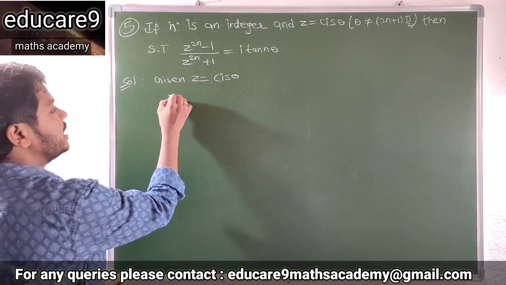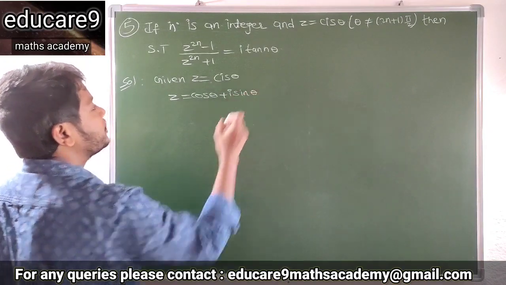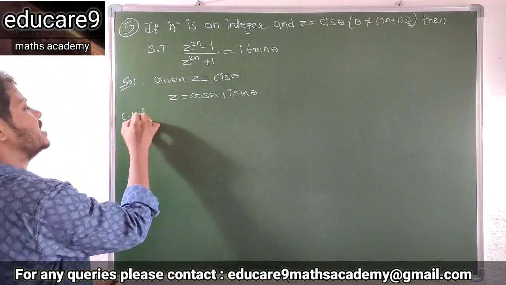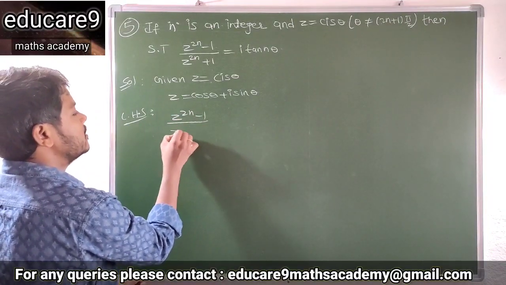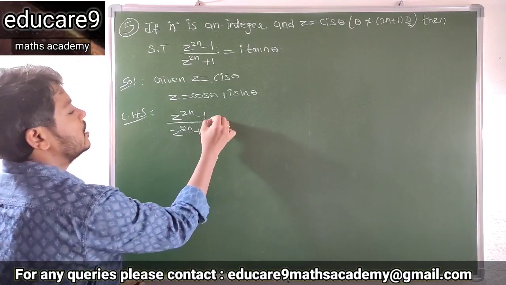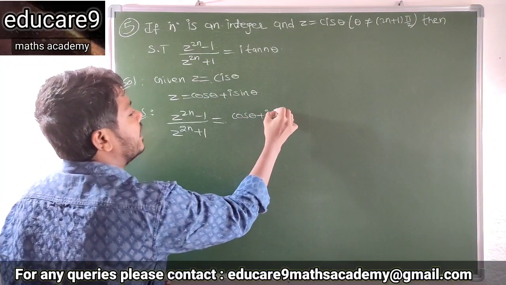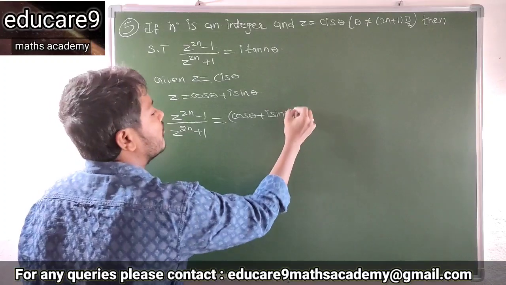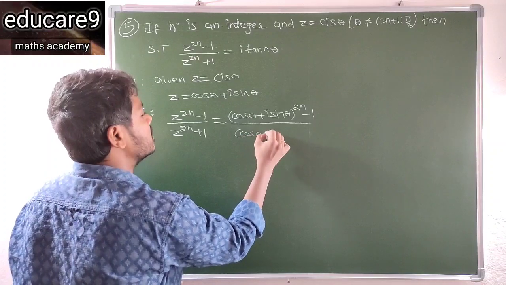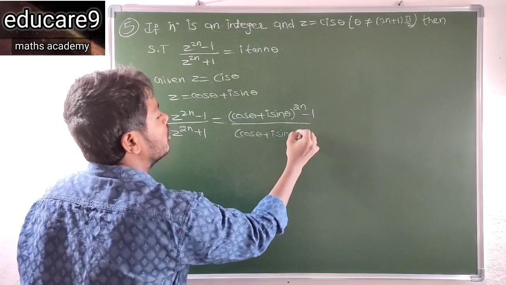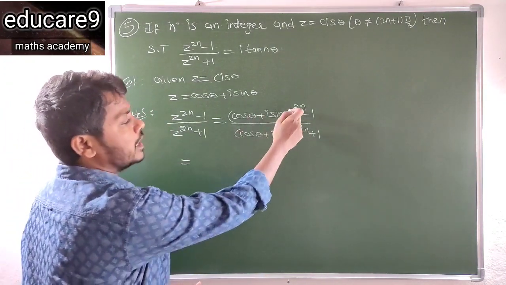So see here, given z is equal to sec theta. So here sec theta is written as cos theta plus i sin theta. So therefore consider the LHS value, that is (z power 2n - 1) by (z power 2n + 1). So you know that z value is cos theta plus i sin theta, whole to the power of 2n minus 1 divided by (cos theta plus i sin theta) whole to the power of 2n plus 1.